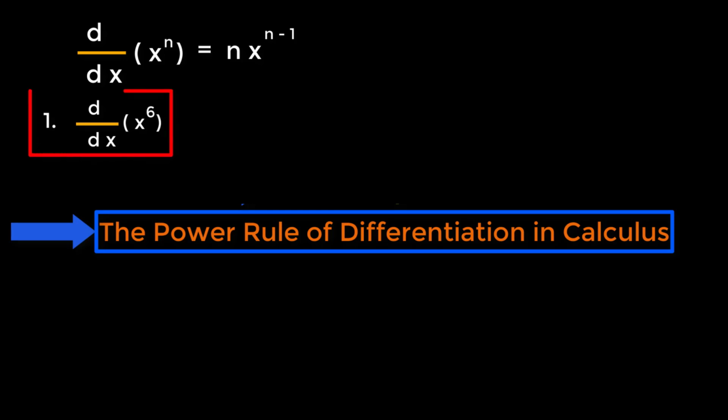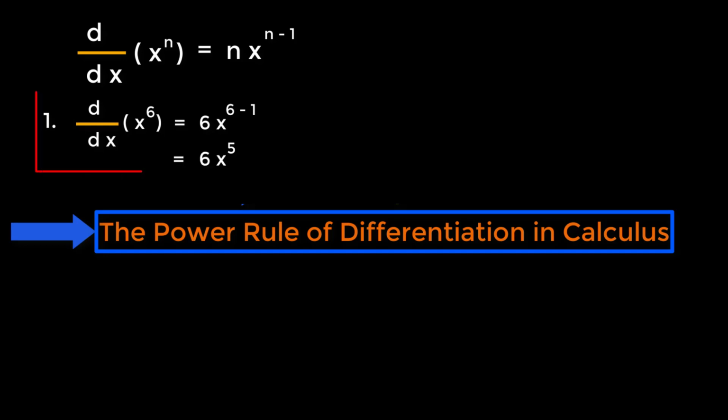Look at this first example. d/dx x to the power 6. Suppose we want to differentiate this quantity according to the power rule. We will write this power in front of this quantity like this and reduce this power by 1 like this. After calculation, we will get d/dx x to the power 6 equals 6 x to the power 5.